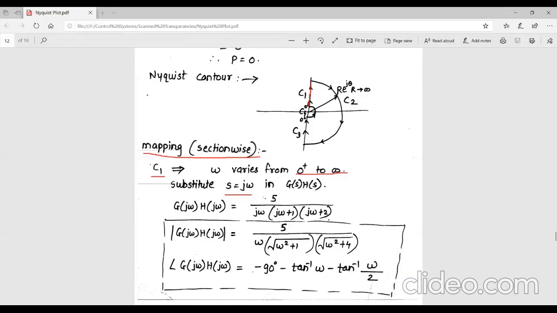Now let us start with the calculation for section C1. Repetitively I need to put this slide, otherwise we will have to remember exactly which section belongs to which part, right? So this is the section C1, and you can see that section C3 is nothing but similar to section C1 on the other side of the real axis. So whatever Nyquist plot or polar plot we get for section C1, for C3 we are going to get the mirror image of that.